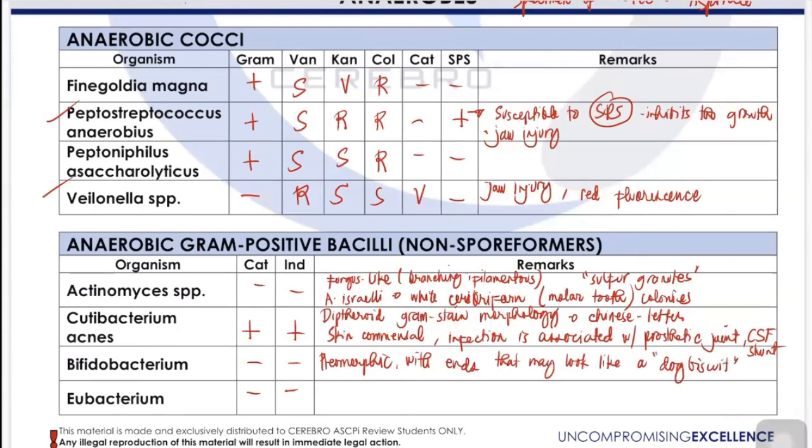And lastly, we have Eubacterium, also catalase and indole negative, another pleomorphic organism. It is commonly associated with the mouth and colon. Okay? Mouth and colon infections.